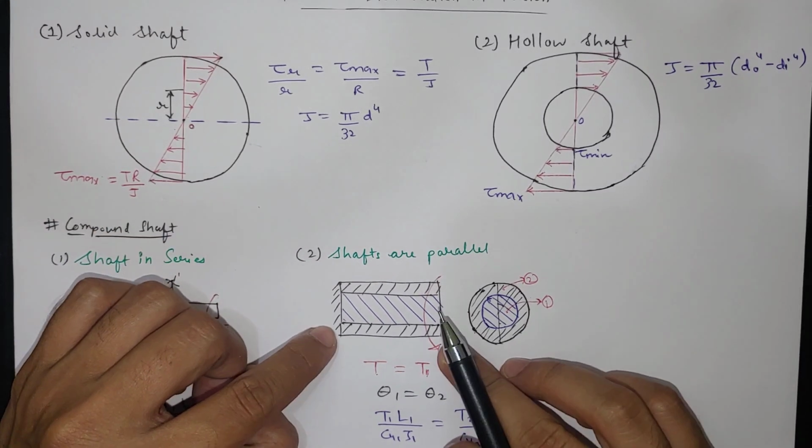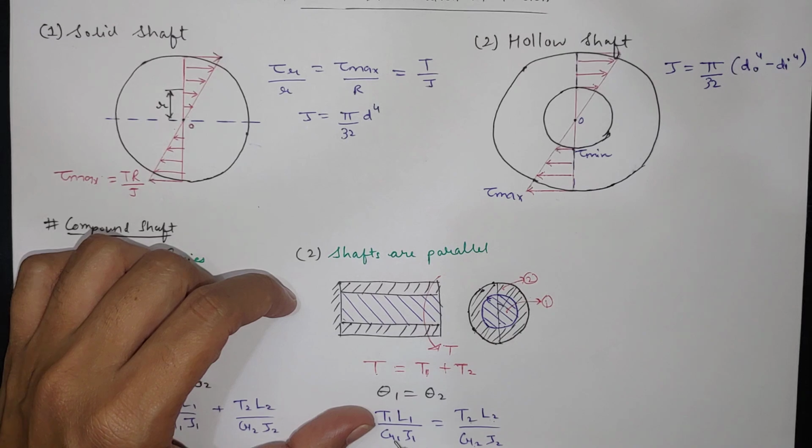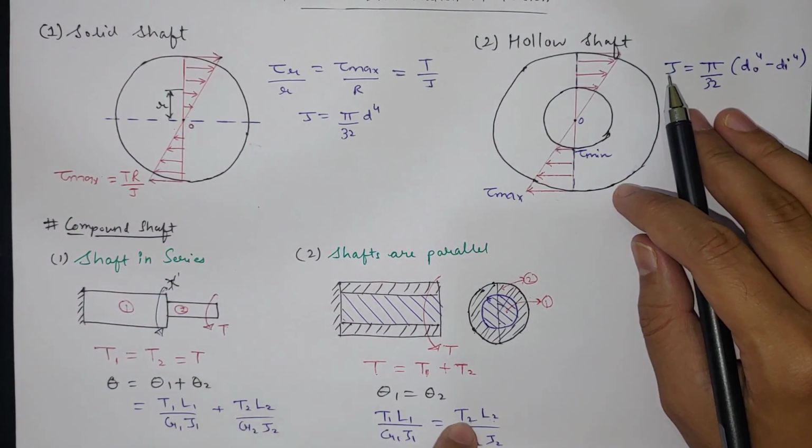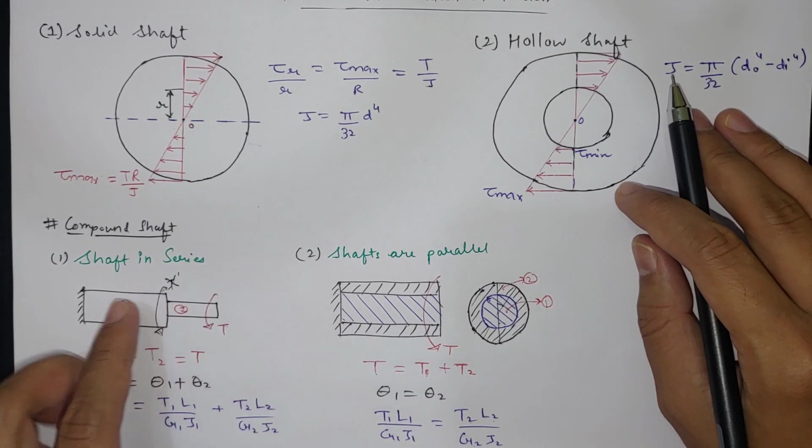Here length is the same, and J and G can be different, T1 and T2 are different. So this is how you have to get those equations and solve problems of shafts.